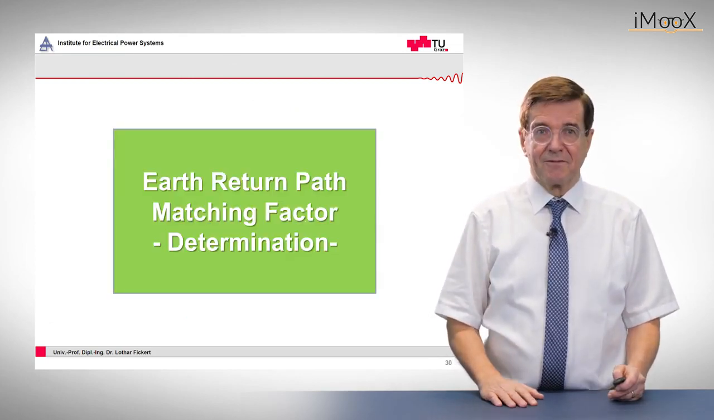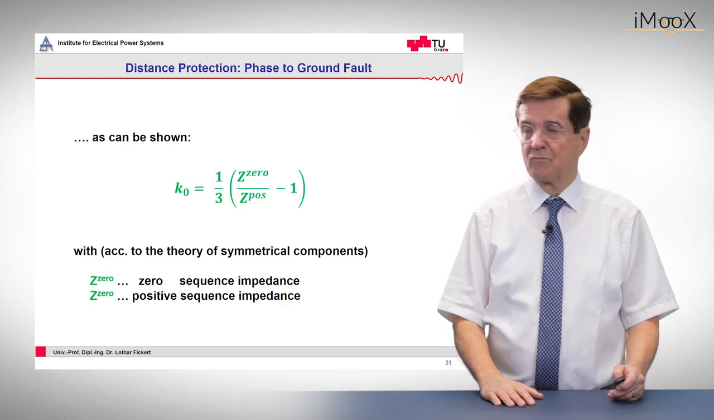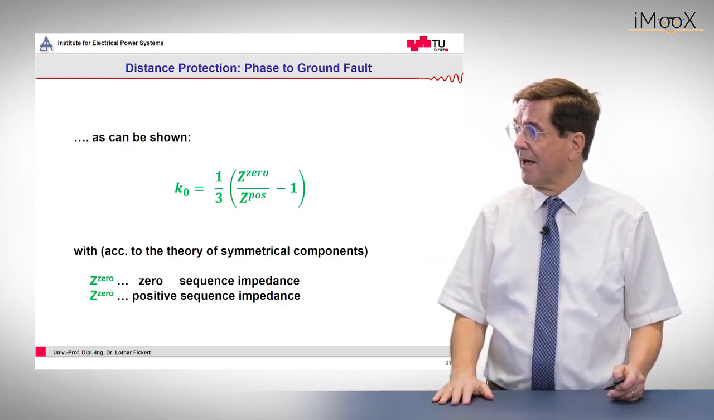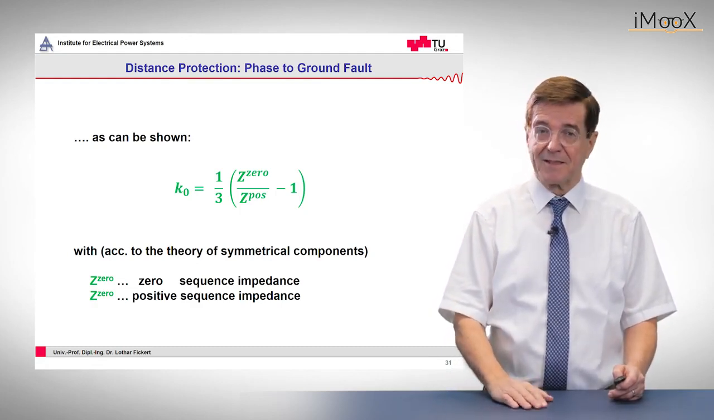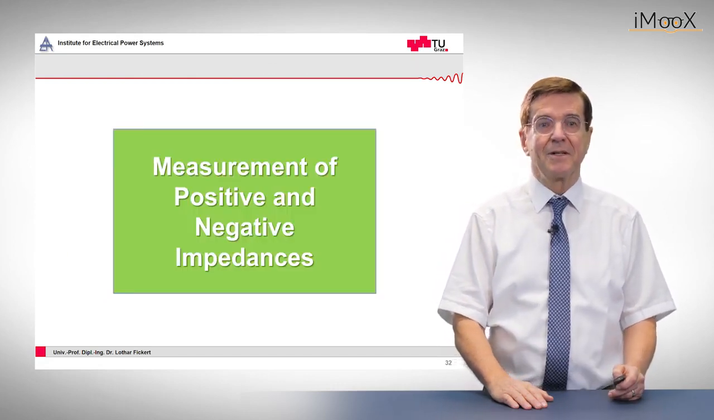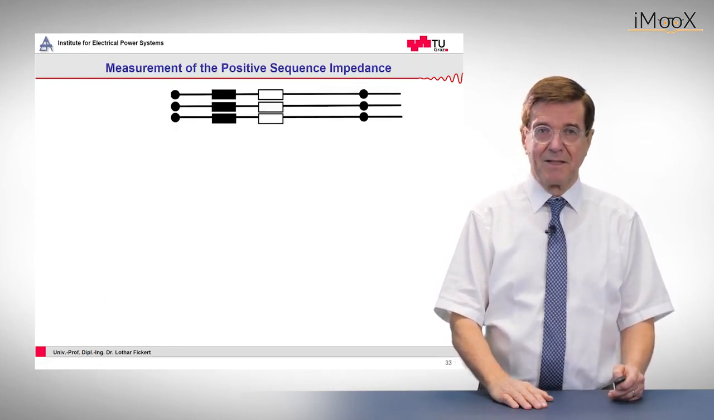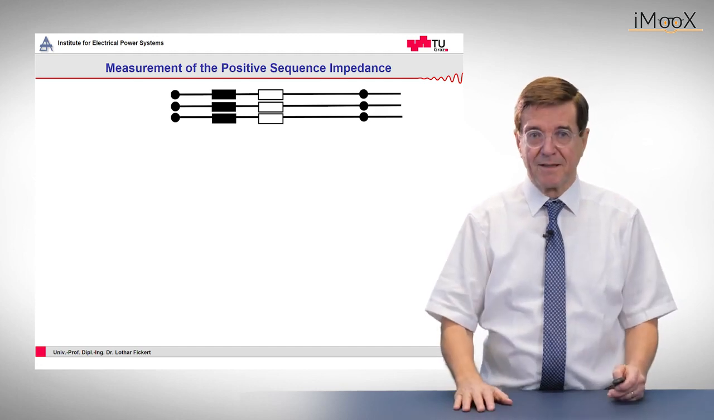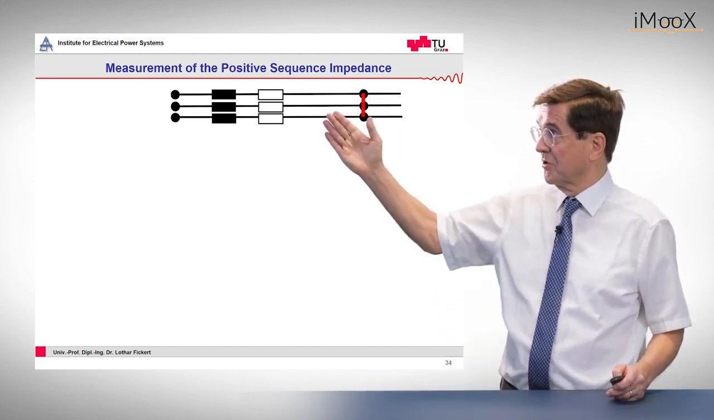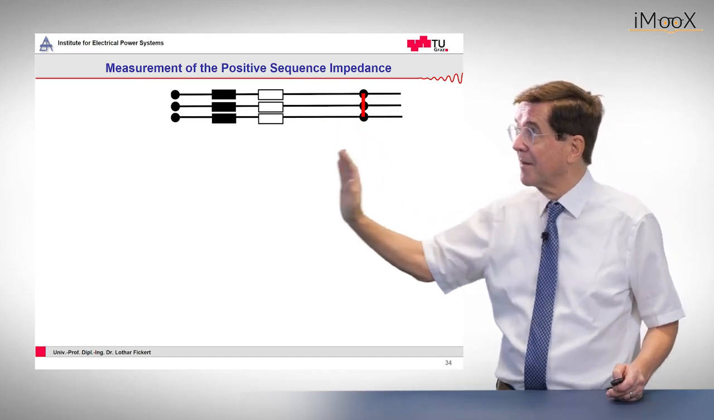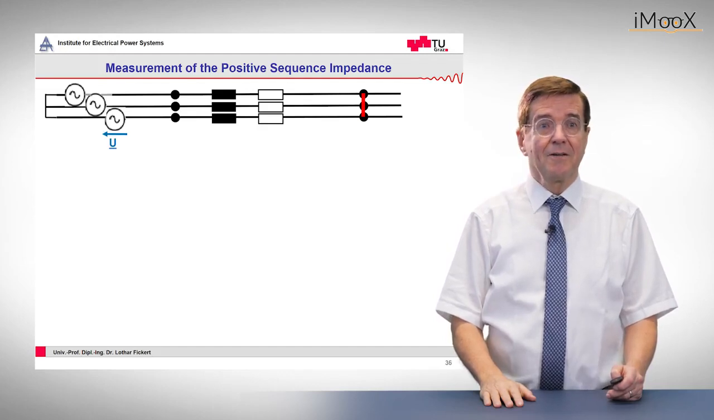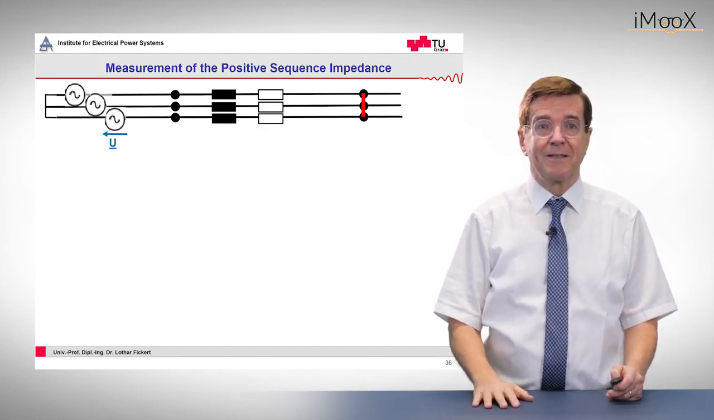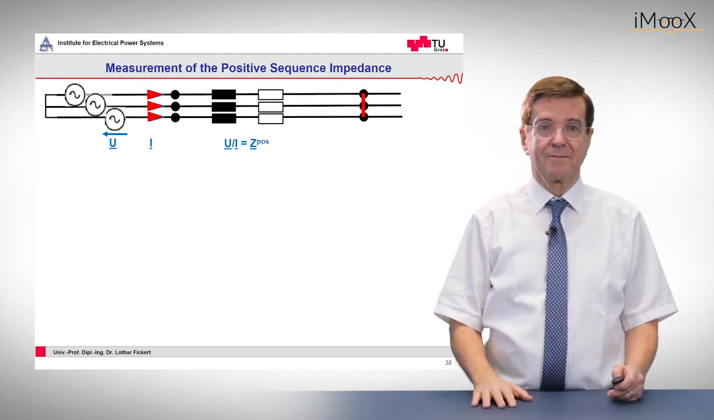So how can this factor be determined? We have seen this formula, and now we need two components, the so-called zero sequence impedance and the positive sequence impedance. Let's start with the positive sequence impedance first. The positive sequence impedance is the normal load flow impedance, and in this case it is determined by short circuiting the line at the end, then applying a symmetrical voltage at the beginning, and just determining the quotient between the voltage and the current, and this is the positive line impedance.